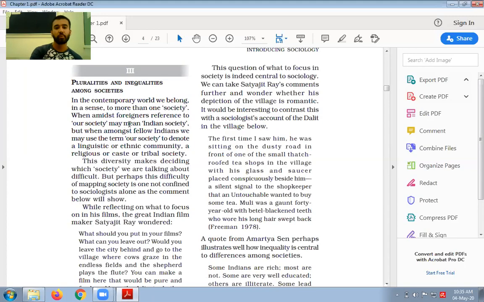When amidst foreigners, reference to our society may mean Indian society, but when amongst fellow Indians, we may use the term our society to denote a linguistic or ethnic community, a religious, caste, or tribal community. Look, now what does it mean? It means that when we are among foreigners, suppose we are in England or America, there we are going to say that we belong to Indian society, right?